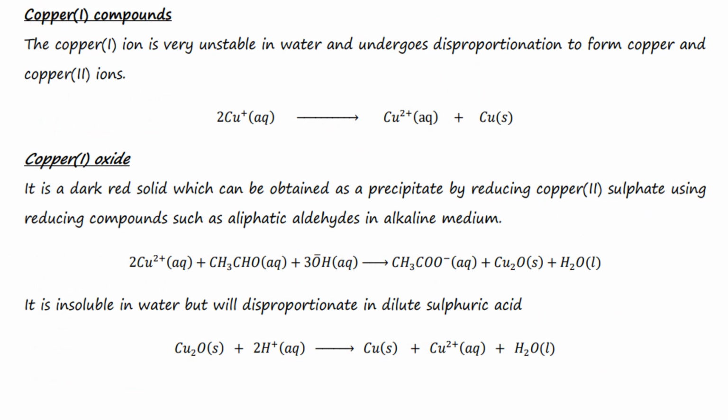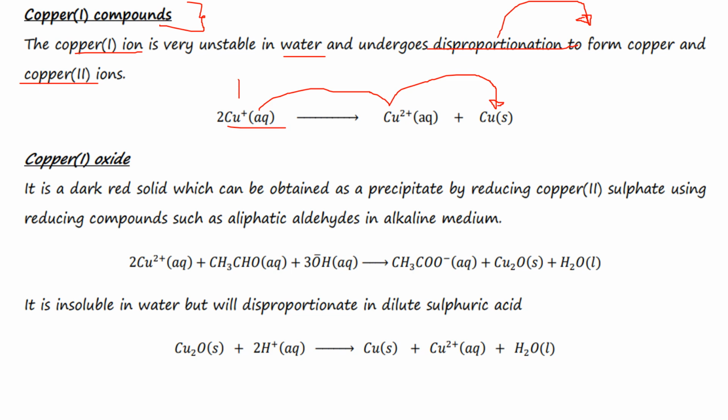Now let's look at some of the copper(I) compounds. Under the copper(I) compounds, the copper(I) ion is very unstable in water and undergoes disproportionation to form copper together with copper(II) ions. Remember that I talked about disproportionation reactions in detail in these videos, so I hope you remember that. Copper(I) undergoes disproportionation, a reaction whereby both oxidation together with reduction happen at the same time on the same species.